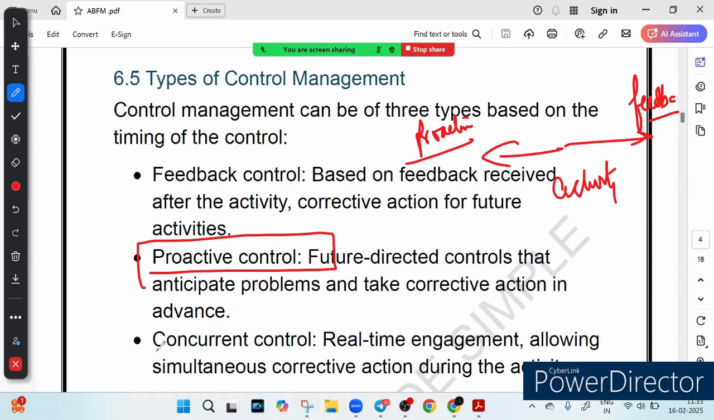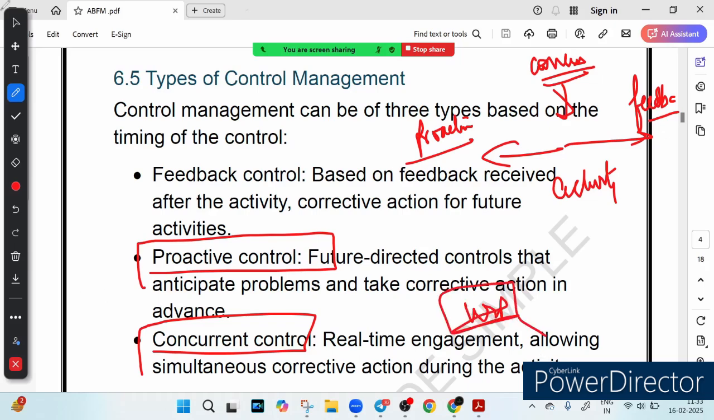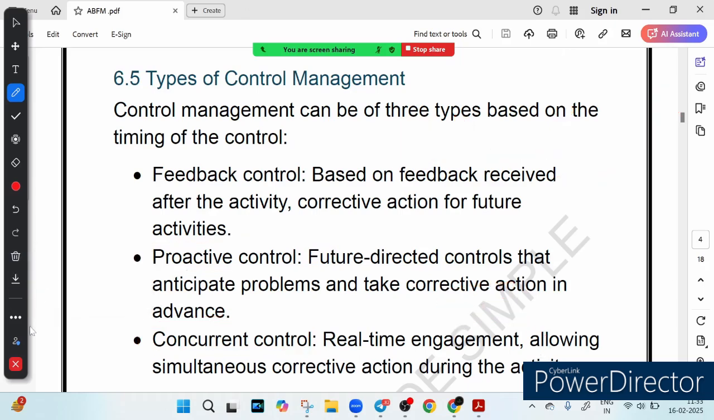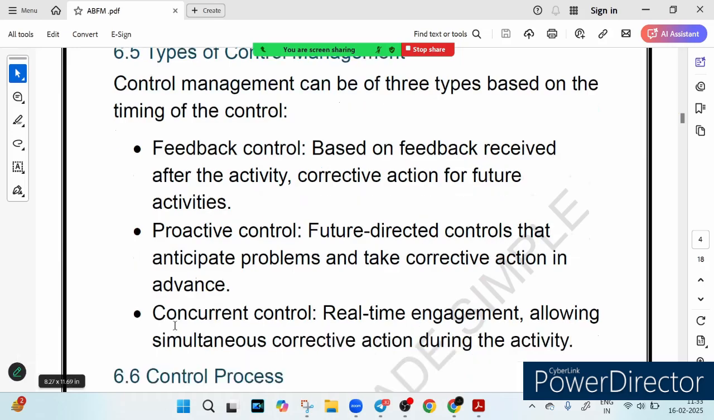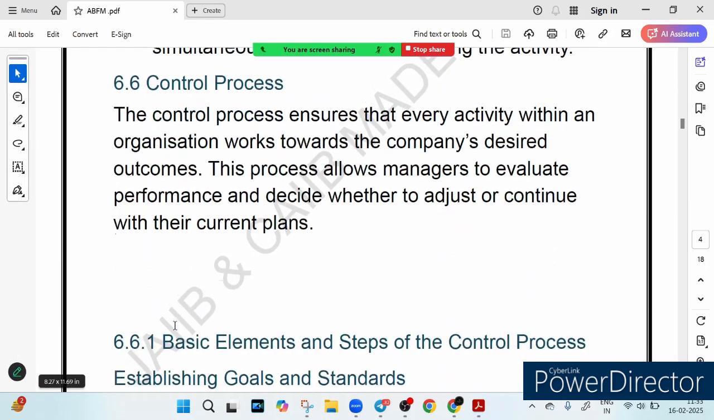And there is something called concurrent control. Concurrent control means during the activity. Imagine playing a video game: you adjust your moves in real time based on the situation. This type of control happens when the work is in progress, called WIP, work in progress. Understood? Concurrent control occurs when there is work in progress, making instant corrections, right?